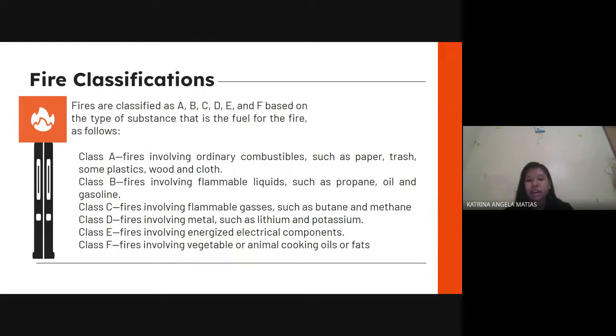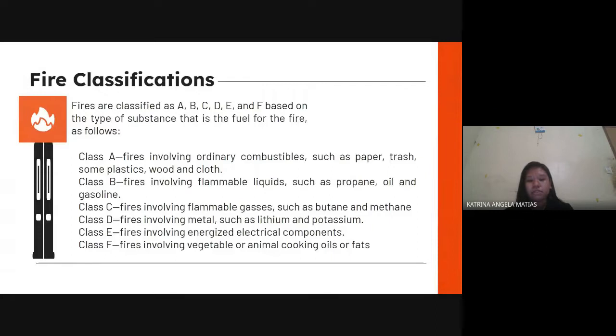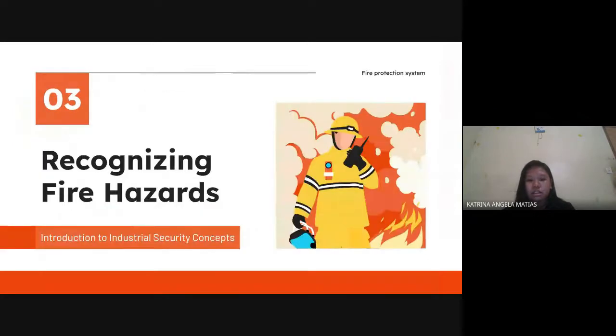Class E fires, on the other hand, involve energized electrical components such as in computers, circuits, or heaters. And lastly, Class F fires involve vegetable or animal cooking oils or fats that are common in commercial cooking operations using deep fat fryers. So next is recognizing fire hazards.